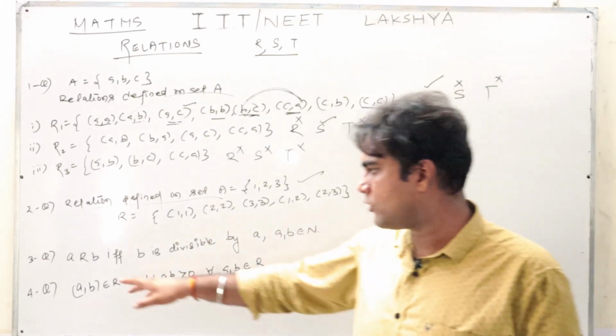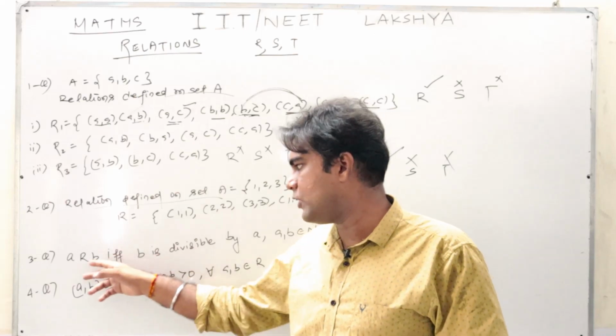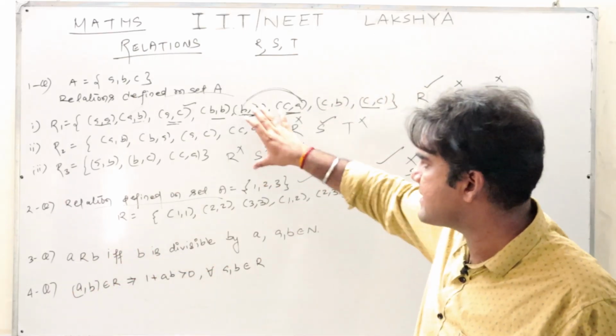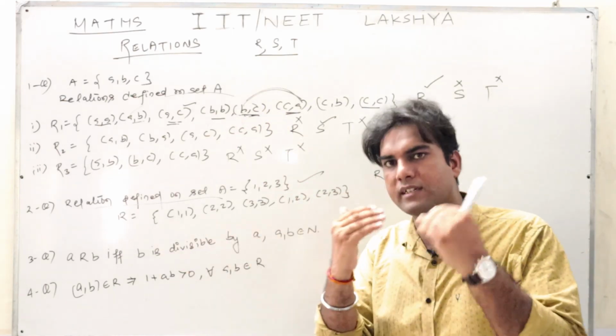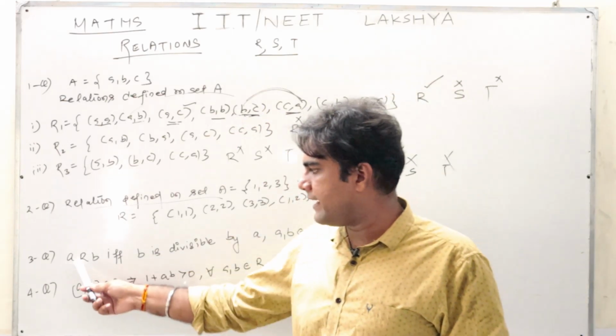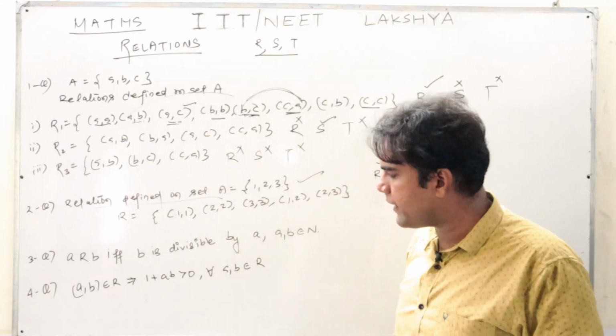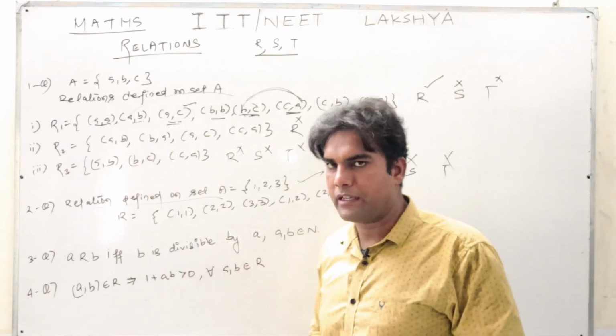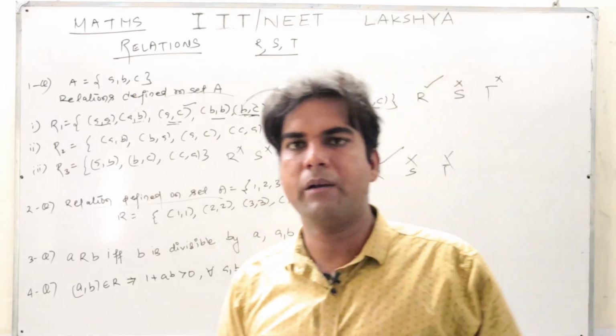A is related to B. Questions may be given like this also. Mainly in your mains they appear like this only, in the form of language. Here sets are created. Here you have to think about the sets. A is related to B if and only if B is divisible by A. For example, 6 is divisible by 3.